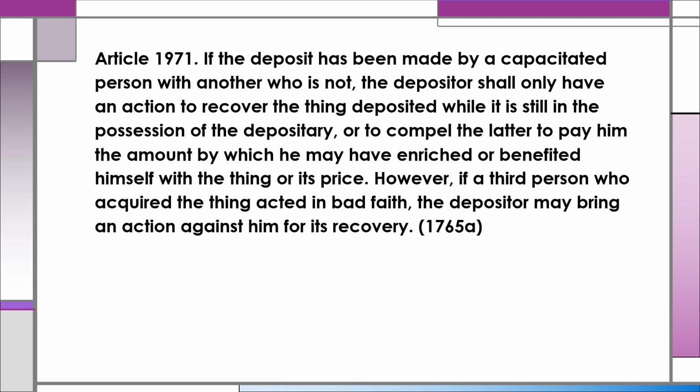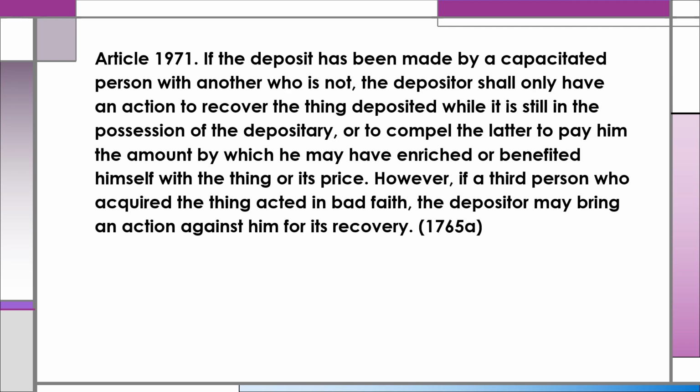Article 1971. If the deposit has been made by a capacitated person with another who is not, the depositor shall only have an action to recover the thing deposited while it is still in the possession of the depositary, or to compel the latter to pay him the amount by which he may have enriched or benefited himself with the thing or its price. However, if a third person who acquired the thing acted in bad faith, the depositor may bring an action against him for its recovery.